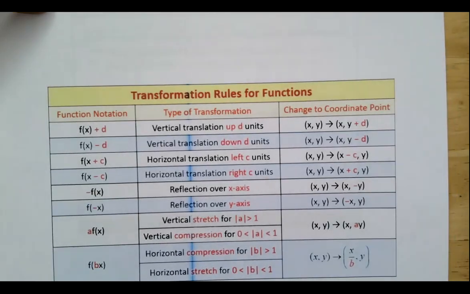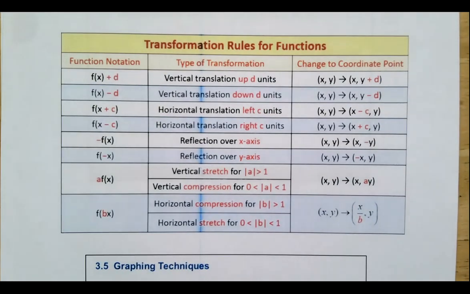All right, this is 3.5. So this is part 2 of the setup of the parent functions in 3.4. Let's get to it because it's a lot. So there are transformation rules for functions. We are going to go over all of them in this lecture, and then we're going to practice them, okay?